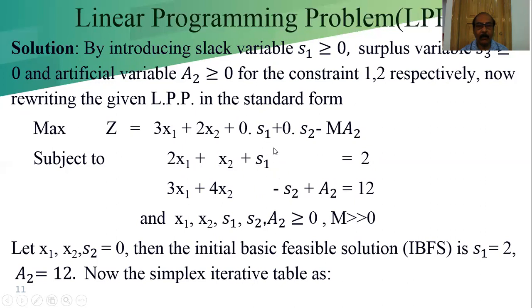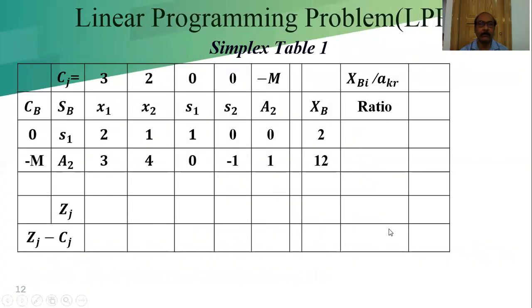Therefore we are left with only s1 and a2. So what we will get, s1 equals 2 and a2 equals 12. That is our initial basic feasible solution, and these are the initial basic variables, s1 and a2. Now we are writing all the details in the simplex table. Then we proceed for the iteration.